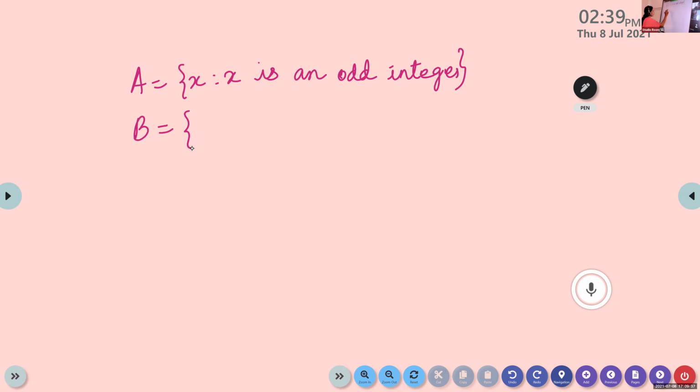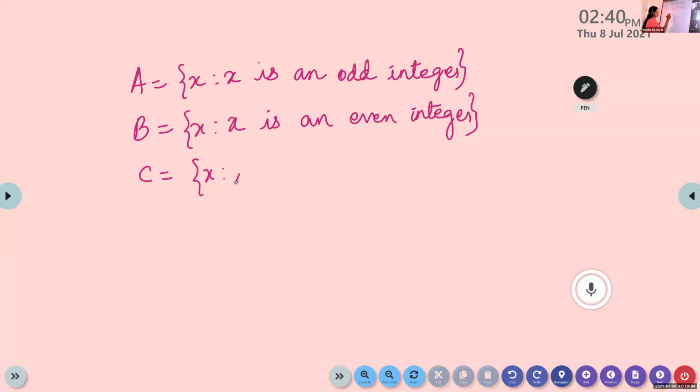B is the set of all x such that x is an even integer. C is the set of all x such that x is less than or equal to 5.